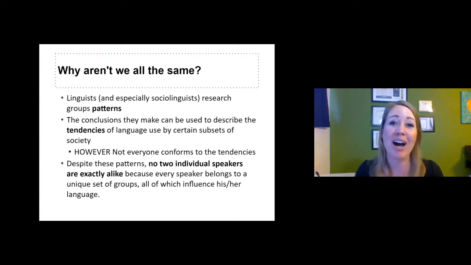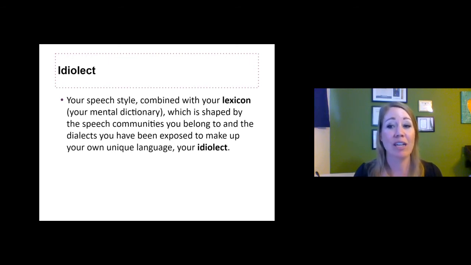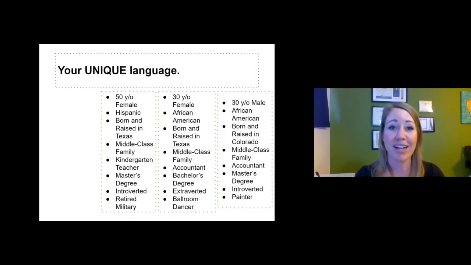So now we know, though, not all of you are going to conform to these tendencies. Okay, I know that. We all know that. We're all still uniquely different. So this is the reason no two individuals are alike, and that's because of your idiolect. Your speech style combined with your lexicon, so your mental dictionary, and the speech communities you belong to, all the social groups you belong to, create a really unique you called your idiolect, okay? You have no similarities to any other one person in the world. And you can look at siblings, for example. You guys grew up in the same regional dialect, maybe the same social groups, and yet you're still linguistically very different because we all have our own experiences that help form our own idiolect.